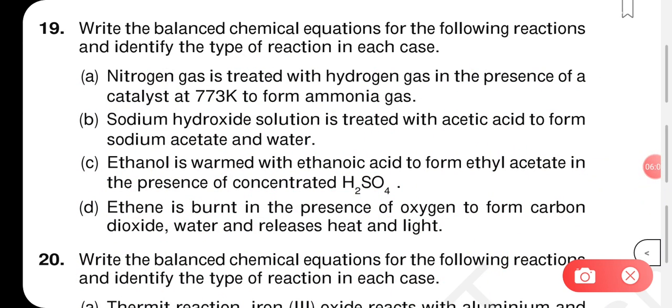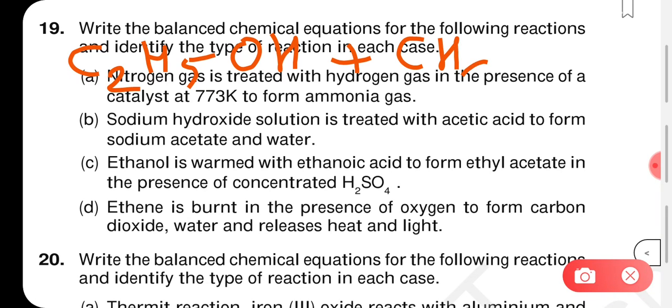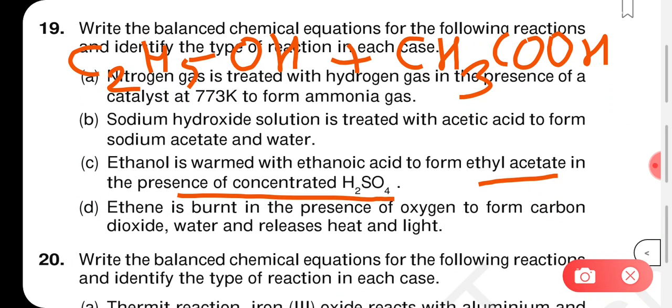I'll just rewrite again for you all. See, it is ethanol, so it is C2H5OH, ethanol with ethanoic acid. Okay, so ethanoic acid is CH3COOH. Now it will form ethyl acetate in the presence of concentrated sulfuric acid. So over the arrow, you mention first concentrated H2SO4. Sulfuric acid is H2SO4. Okay, to form ethyl acetate.